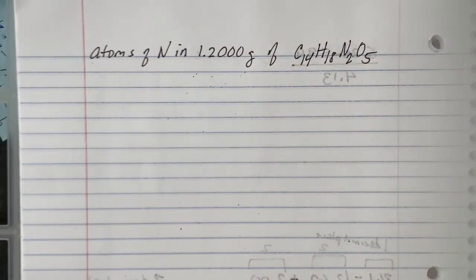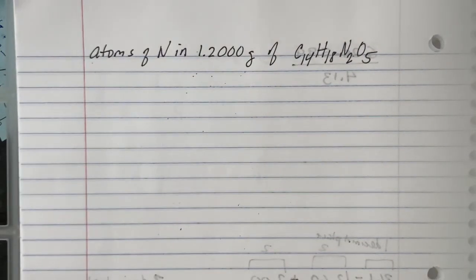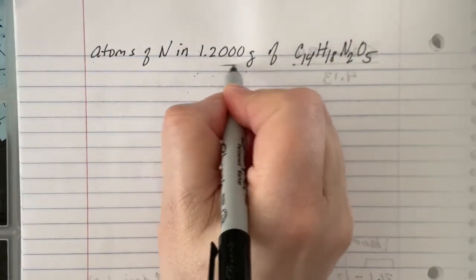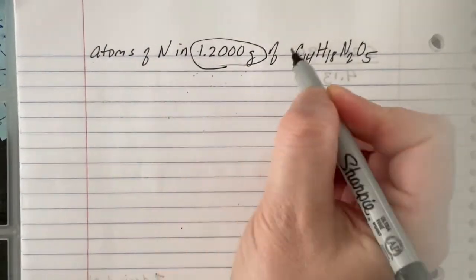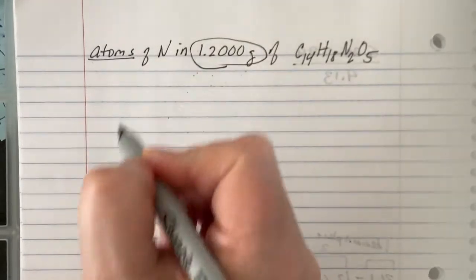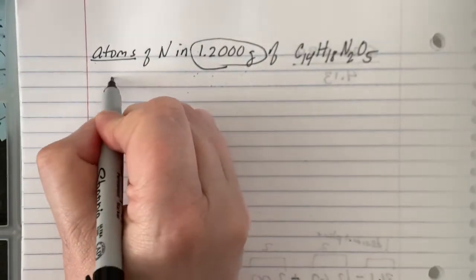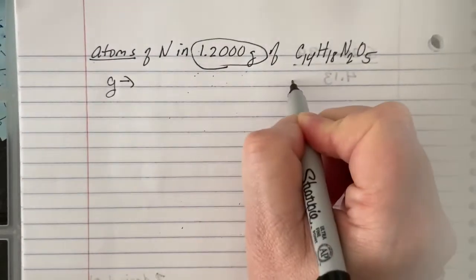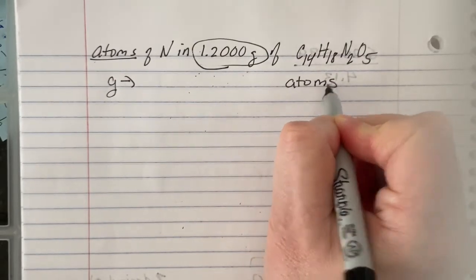All right, we're going to find the number of atoms of nitrogen in 1.2000 grams of C14H18N2O5. So we circle what we know, 1.2000 grams, and underline what we're trying to find, atoms. So our pathway has to be grams to atoms.